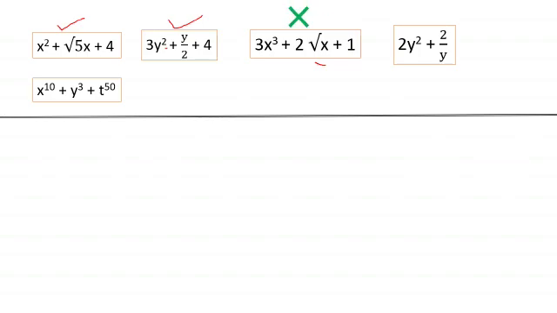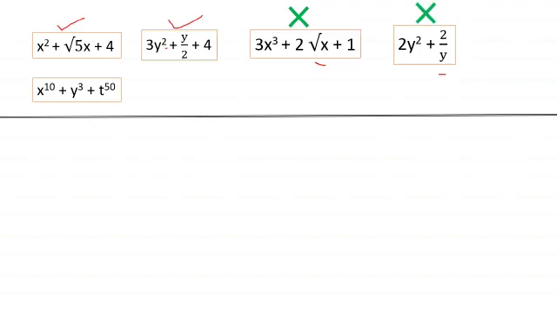Now let's see the fourth expression: 2y square plus 2 upon y. Here also something is fishy. The second term means 2 into y raised to the power -1. So here the exponent is -1, a negative power. So it is also not a polynomial.